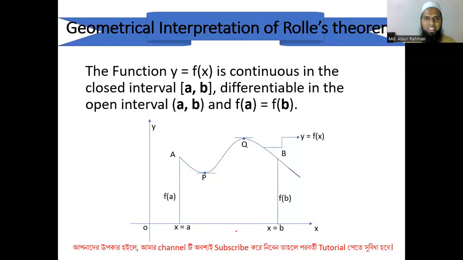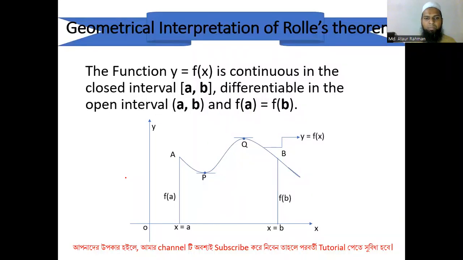For better understanding of Rolle's Theorem, firstly discuss the geometrical interpretation of Rolle's Theorem. The function y equal to f(x) is continuous in the closed interval [a, b], differentiable in the open interval (a, b), and f(a) equal to f(b).